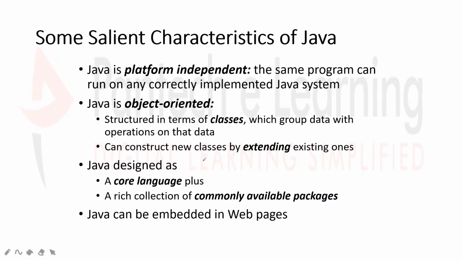So it's an object oriented program, and it's designed using a core language and commonly available packages. It's mainly used in embedded web pages. So this is the most important feature of Java.